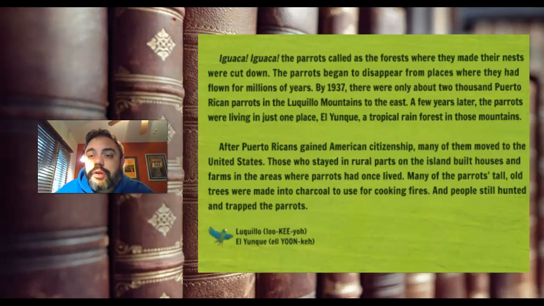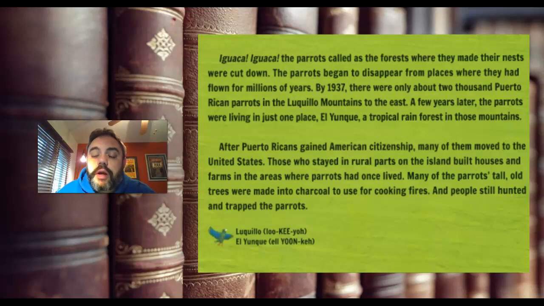Iguaca, iguaca, the parrots called as the forests where they made their nests were cut down. The parrots began to disappear from places where they had flown for millions of years. By 1937, there were only about 2,000 Puerto Rican parrots in the Luquillo Mountains to the east. A few years later, the parrots were living in just one place, El Yunque, a tropical rainforest in those mountains. After Puerto Ricans gained American citizenship, many of them moved to the United States. Those who stayed in rural parts of the island built houses and farms in the areas where parrots once lived.